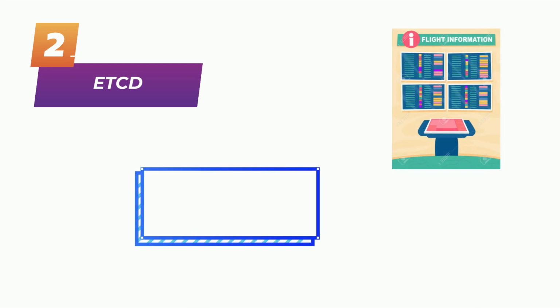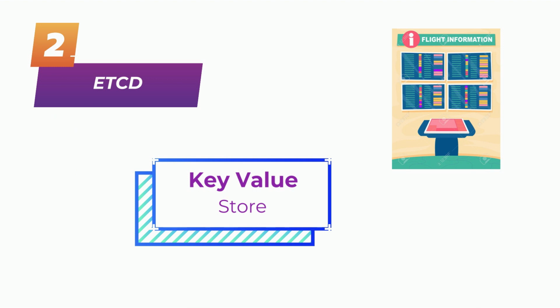Just as the airport holds the information of arriving and departing flights, the cluster holds a highly available key value store known as the etcd component. etcd is a database that stores information in key value format.